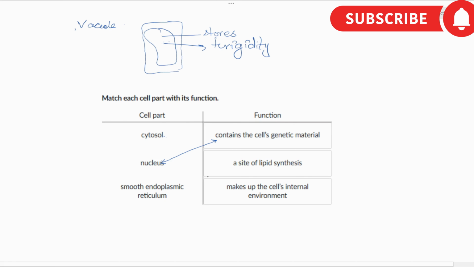It's the last one. Okay. And what about smooth endoplasmic reticulum? It makes fats. Another name of fats is lipids. Okay. Another one matching for you.